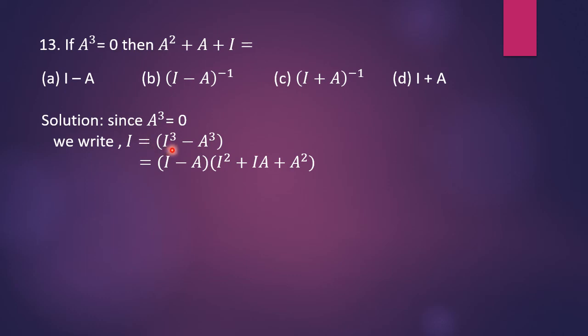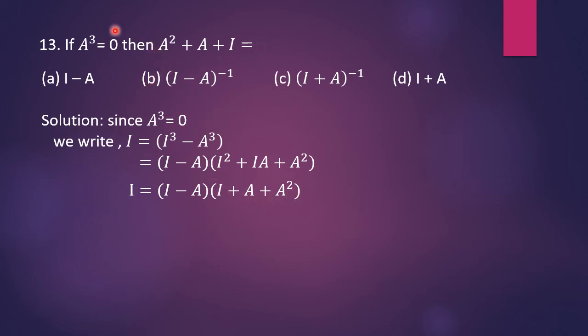Now using the formula a cube minus b cube, I'll expand this one. That is a minus b into a square plus ab plus b square. So using that, this is I minus A into I square plus IA plus A square. And you know that any matrix multiplied by an identity matrix is the matrix itself. So this will be I minus A into I plus A plus A square. So here I plus A plus A square, or A square plus A plus I, is nothing but the required term.